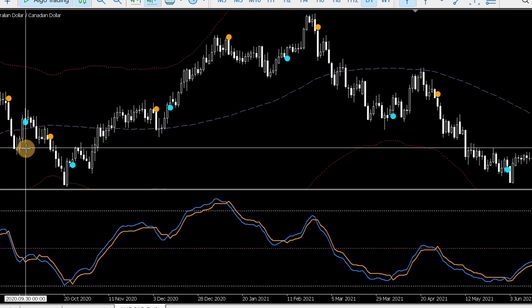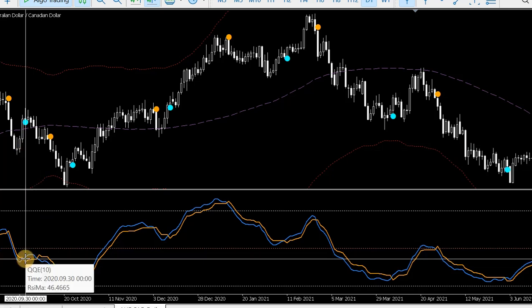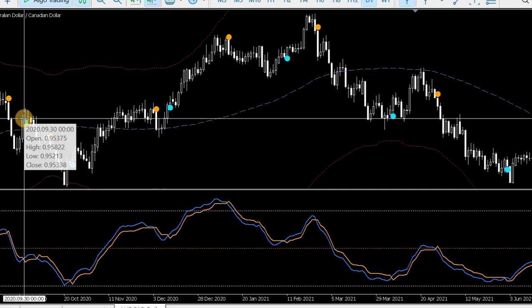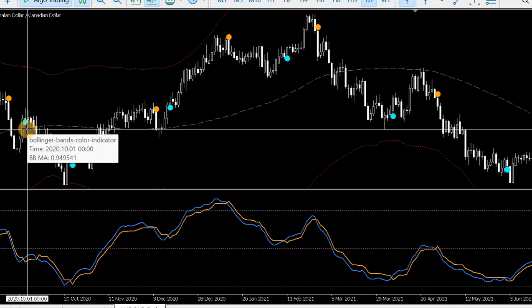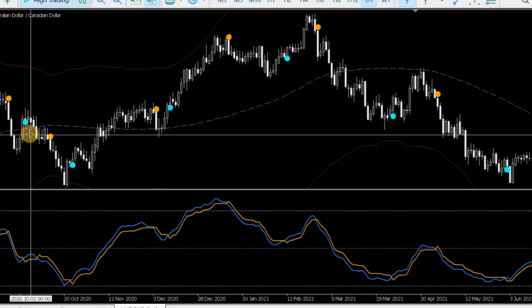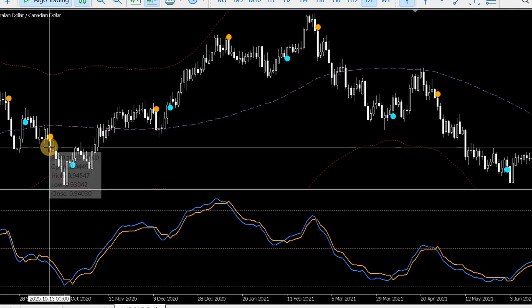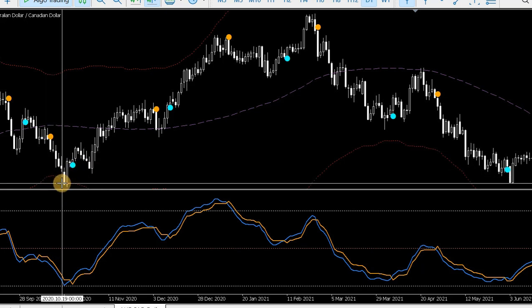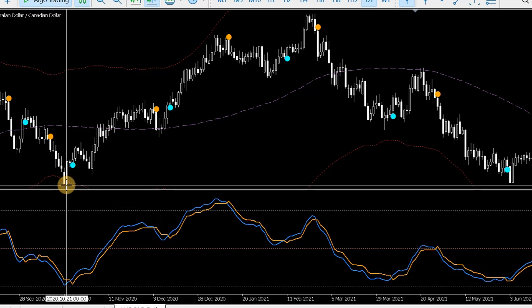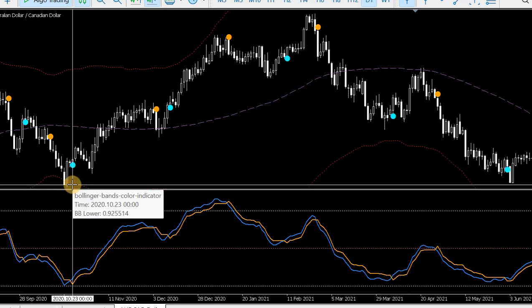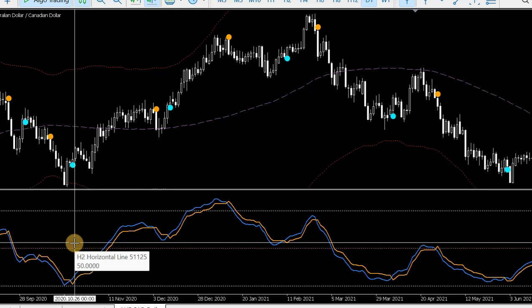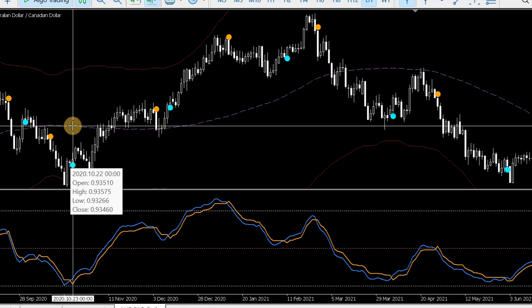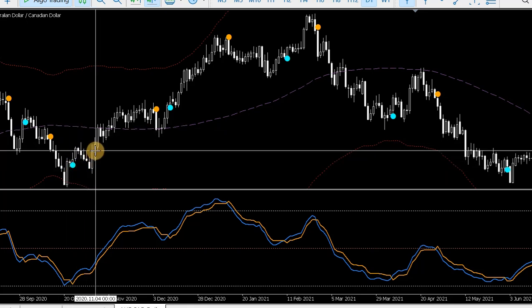The buy, even though both lines are below the 50 level, price is above that level there, so I'm not taking a buy. It's above the center band, not taking a buy. Sell, not valid. Next one, buy. Good thing is it touched the outer bands, which we're not talking about, but that's a good thing also. Both lines are below the 50. Below the center band, price, take it.